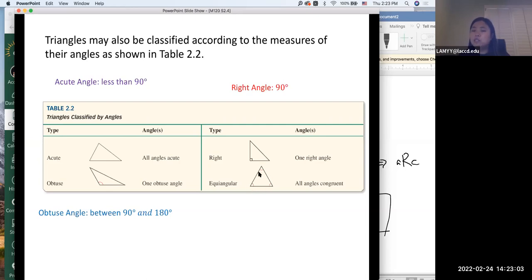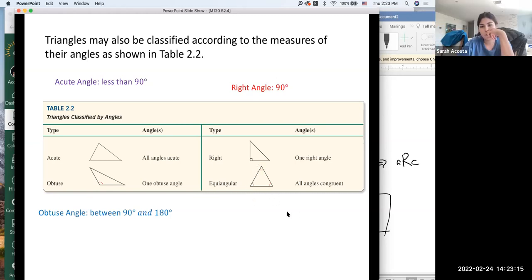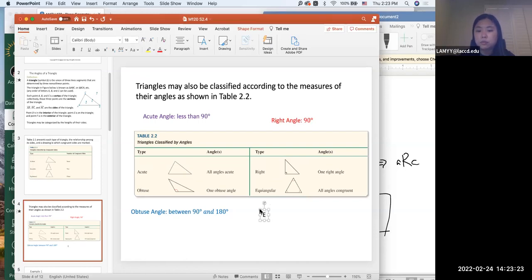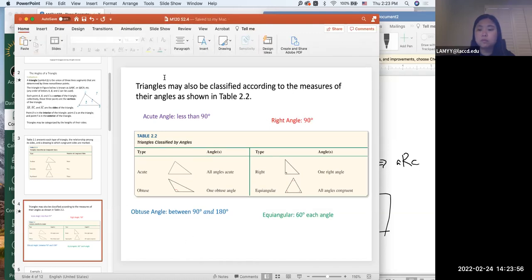Okay, equiangular. Equiangular means all the angles are congruent. So think about it. If I know these three angles are congruent, how many degrees is each angle? 60. Good. How did you get that? 180 divided by 3. Good. So equiangular means 60 degrees for each angle.